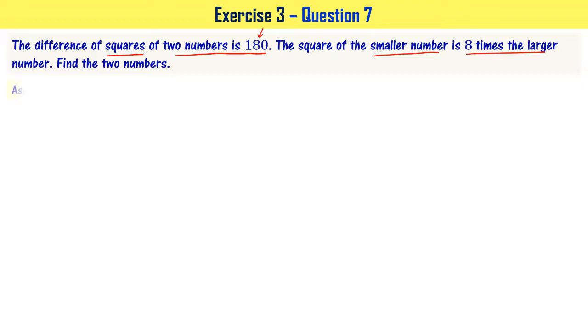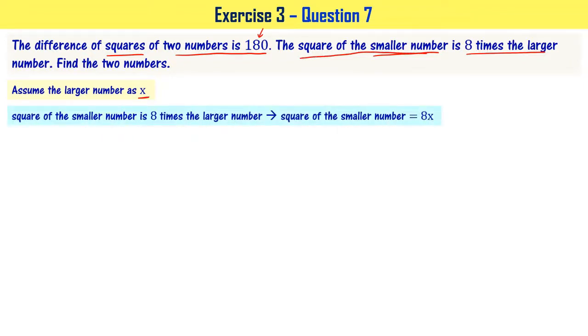Let me assume the larger number as x. Of course, you can assume the smaller number to be x and solve that, but for the time being, let's assume that the larger number is x. If the larger number is x, what is the smaller number? For that, we are going to make use of this statement.